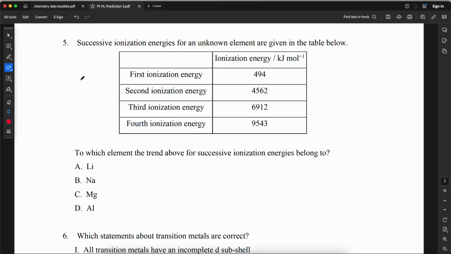Successive ionization energies for an unknown element are given in the table below. To which element does the trend above for successive ionization energies belong? As you can see, there is a big jump from the first ionization energy to the second ionization energy. So one electron is easy to remove. Therefore, the valence electron is 1, so it comes from group 1. So we've got both Li and Na. But Li will be impossible because Li has only 3 electrons, as the electronic structure is 2 and 1, while we have a fourth ionization energy. Therefore, the answer should be Na.